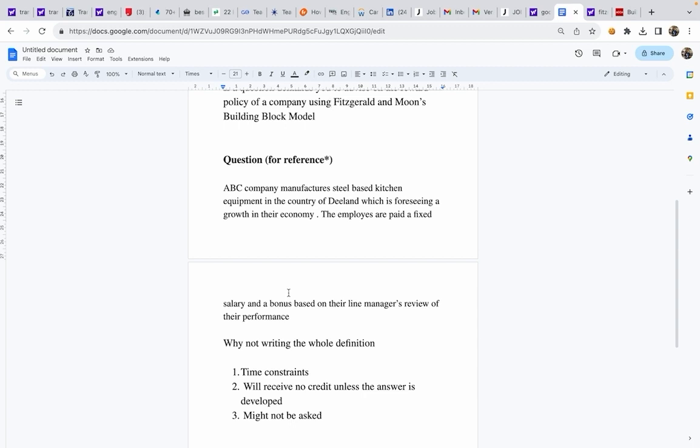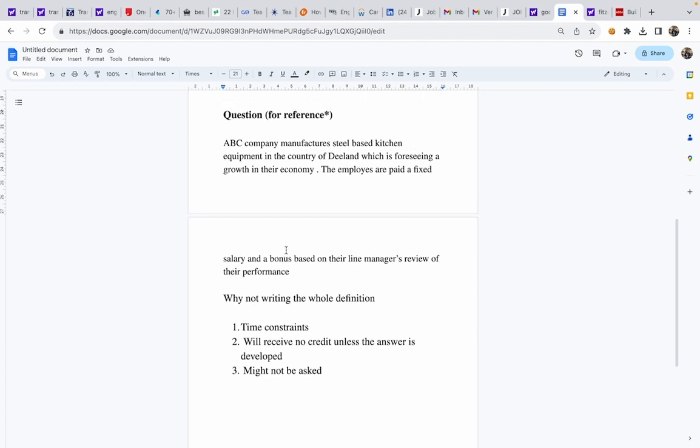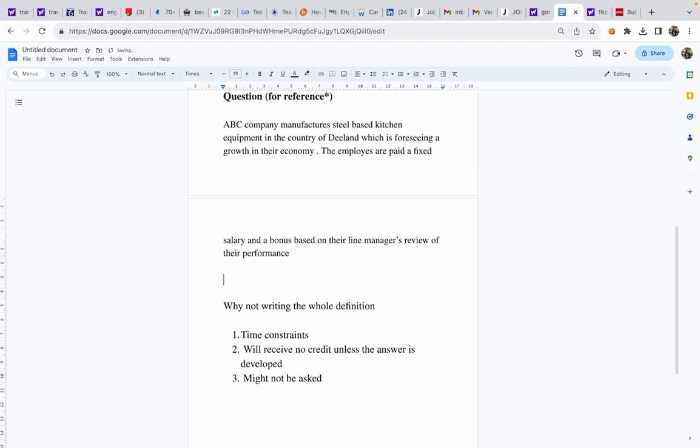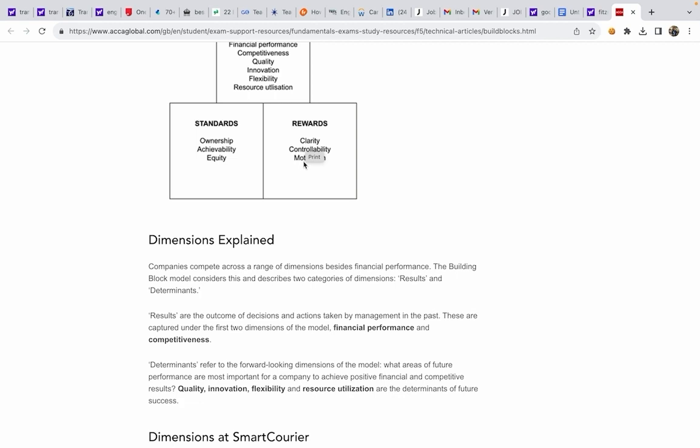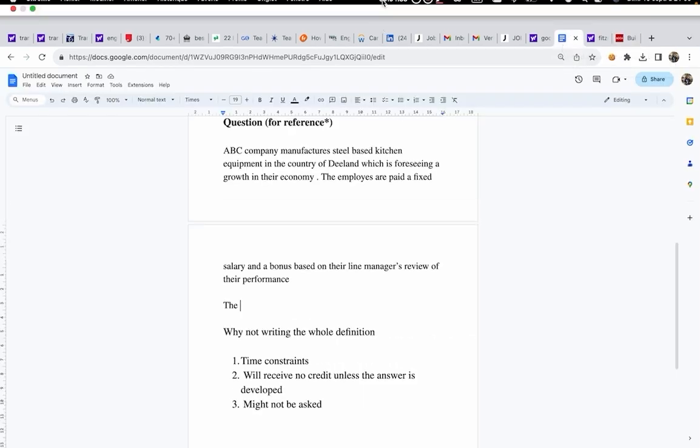That's why what they want in this exam is for you to be able to start with the situation. What is the situation? If we talk about the reward aspect of the building block model, the reward dimension has clarity, controllability, and motivation. You should be able to link these things in a way that you're not starting by defining what clarity and controllability are. You have to say something like: the management of ABC should be clear about their reward policy to their staff, and they should be motivated.